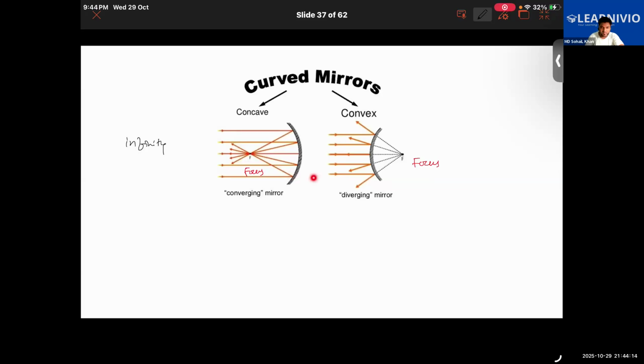Moments ago we learned about the convex mirror, that it is called a diverging mirror. As it's diverging, it's being spread out, bounced into different directions. But in the case of the concave mirrors, when the rays of light come from infinity, from very far away, and fall on it, all of them will be focused at a point, and that point is called the focus simply.